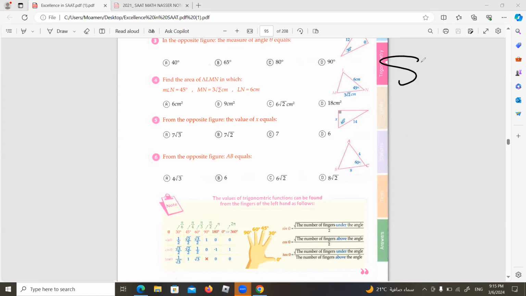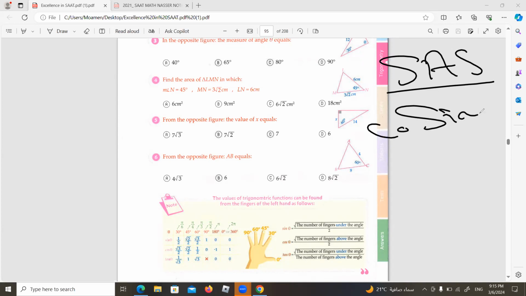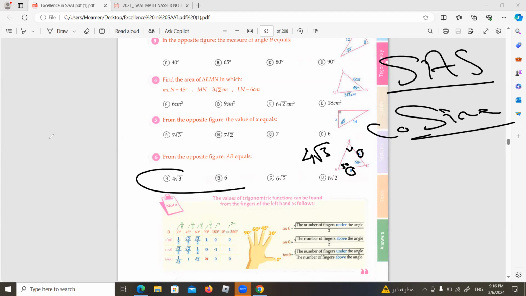You can solve it by SAS or by the cosine law, but it may take about 2 minutes. If you have a problem like this, I can solve it from the first side. It's a 30-60 triangle, because 4 is half of 8. So this angle is 90, and this angle is 30. The side opposite to 30 is 4. The side opposite to 60 is 4 root 3. We solved the problem.